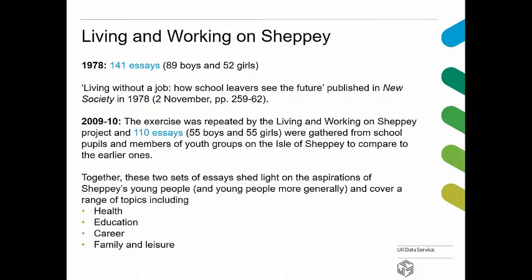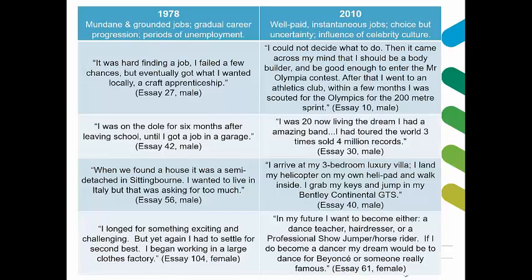So here's a few more details about what they received back. Slightly different gender divide, but fairly similar amount of data received. Both data sets covered the same general themes of health, education, career, family and leisure, although in very different ways. But how exactly were they different?